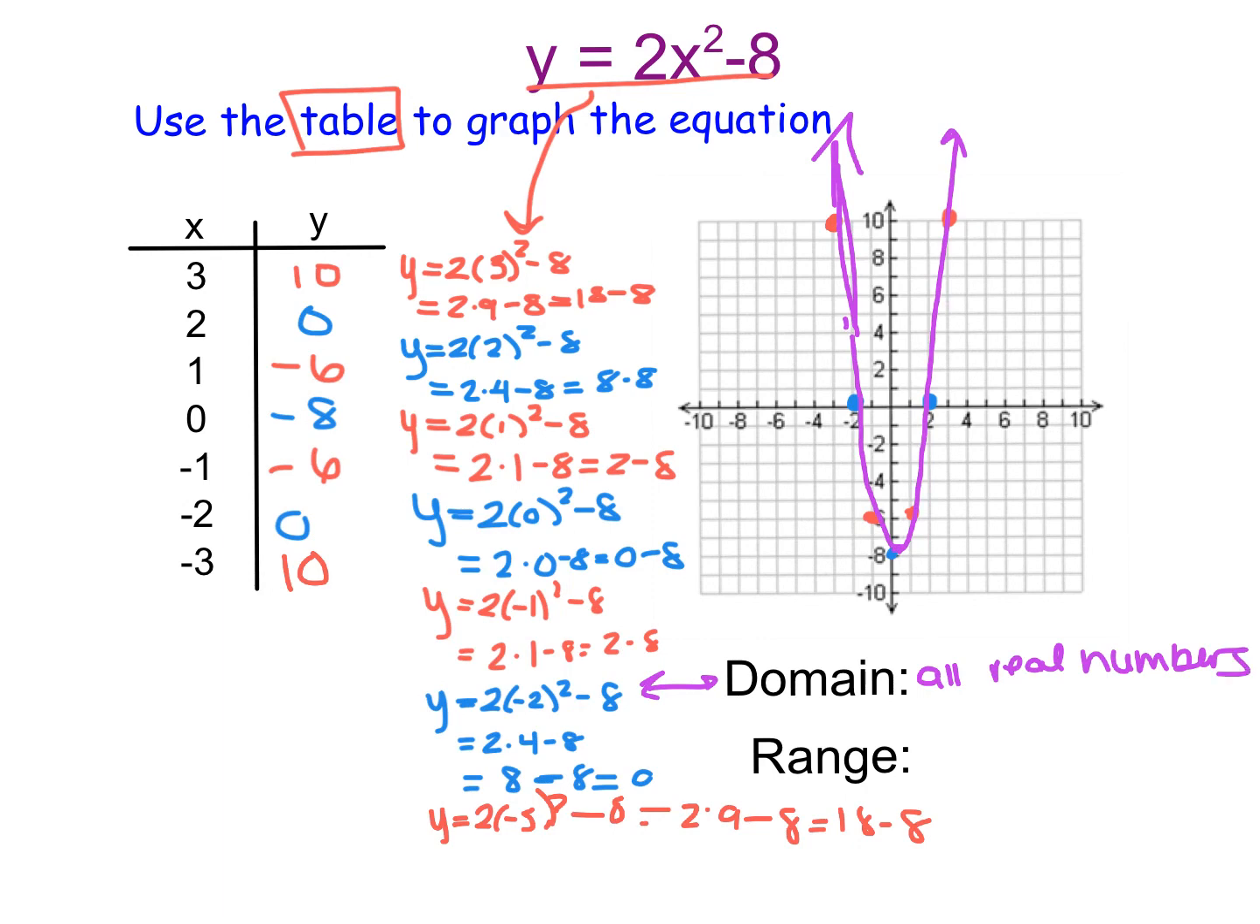In our range of this graph, we can see that the lowest point is when y is -8, and then it goes up. So we have all y values that are greater than or equal to -8. So while that took a little bit of time, we can see that actually graphing this using a table isn't too bad. We just have to use our order of operations and calculate all of the points.